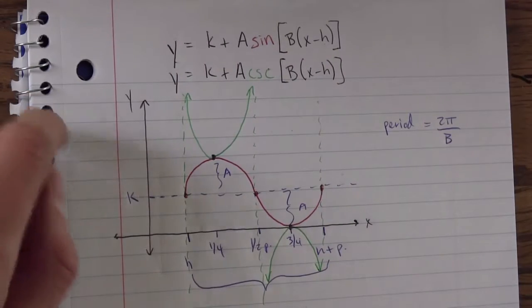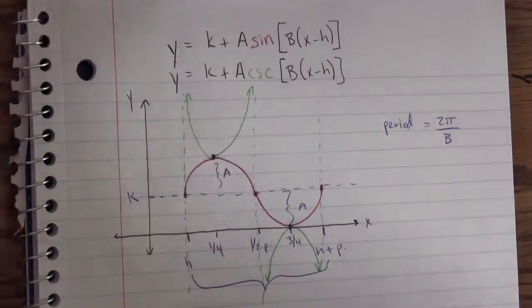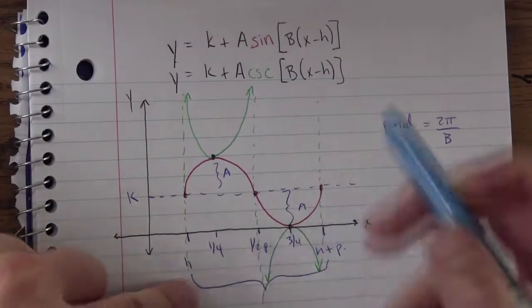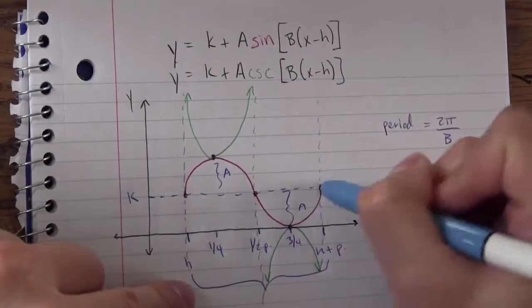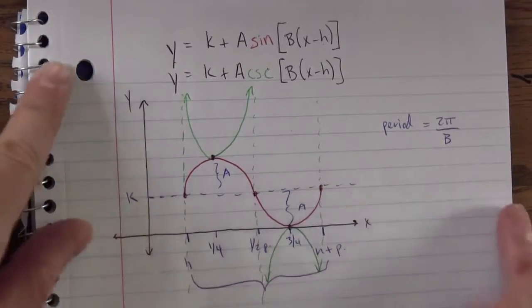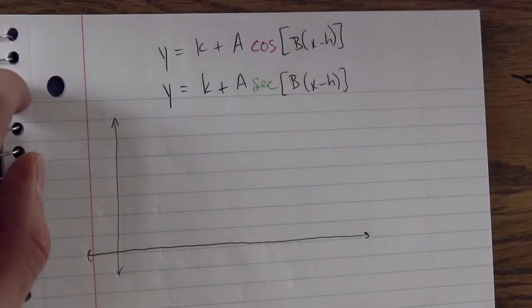So the beauty of secant and cosecant is the first 90% of graphing is all the same. It's the same k, it's the same period, it's the same little tick marks, it's even the same major points. The only thing that changes is what you do with those points once you've got them down. Alright, moving on to cosine and secant. So, same thing as before.